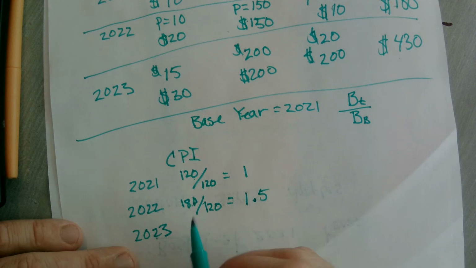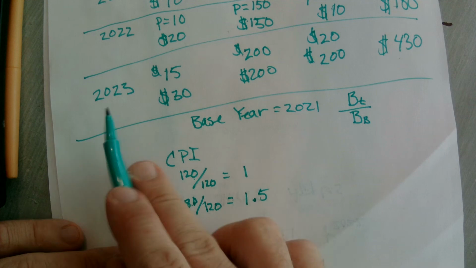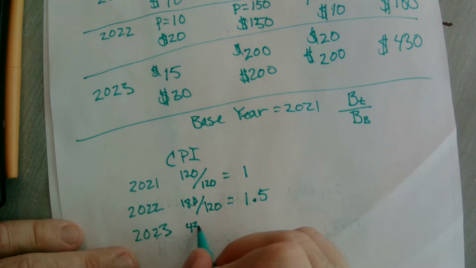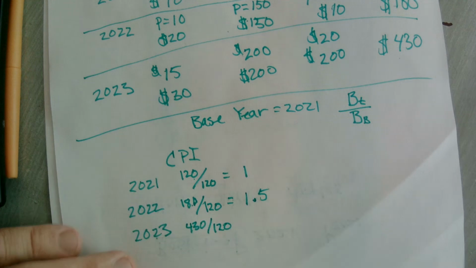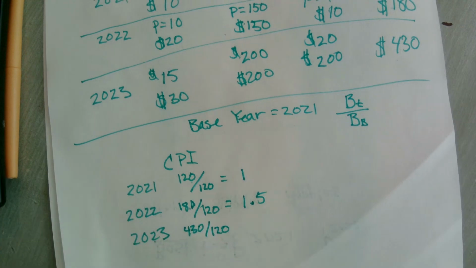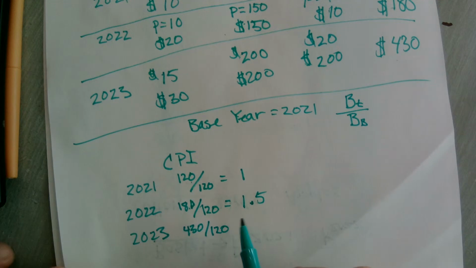Okay, and then 2023, you see what's going on here. The price of the basket in 2023 is $430 divided by the price of the basket in the base year, 120. And I'm not really feeling like doing that math in my head right now. There's going to be some odd denominators. 12 doesn't really go into 43 evenly very well, but you get the point. It's going to be a number. Plug it in your calculator, and there it is.